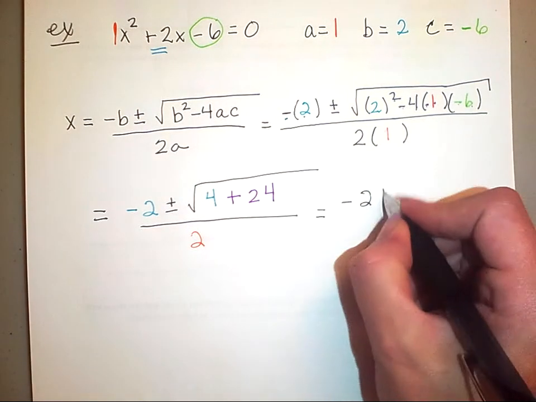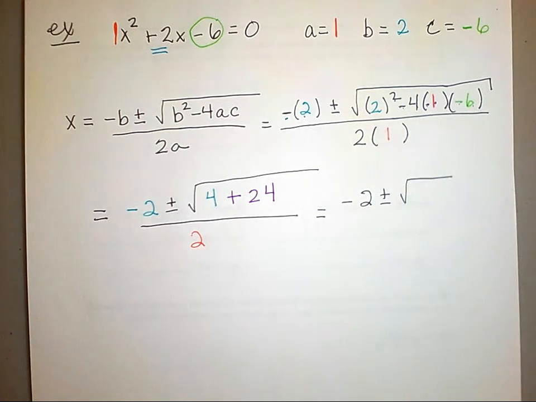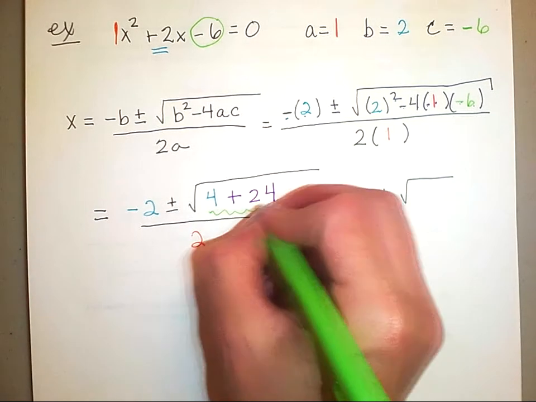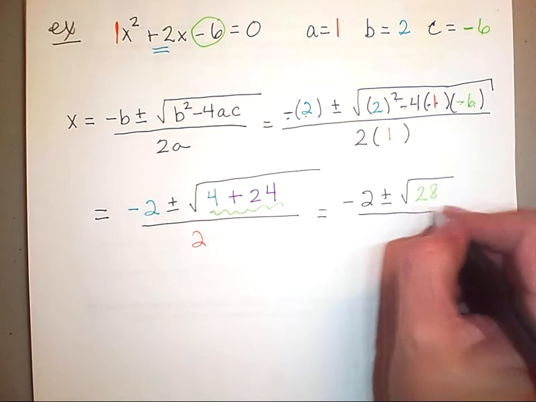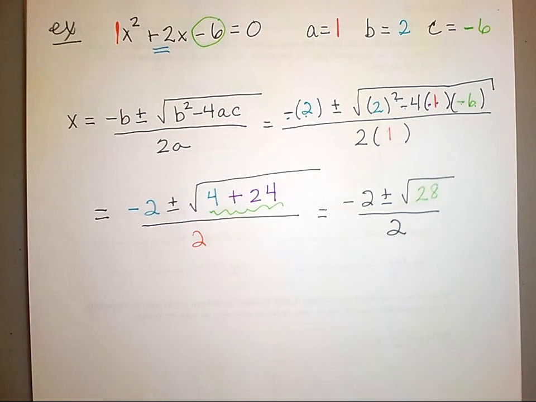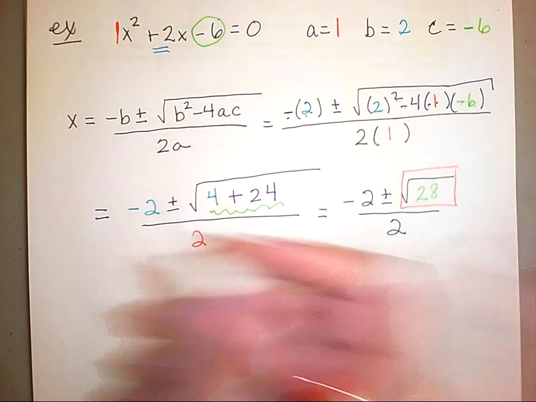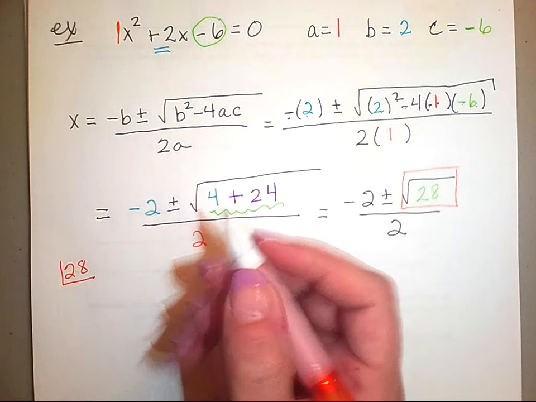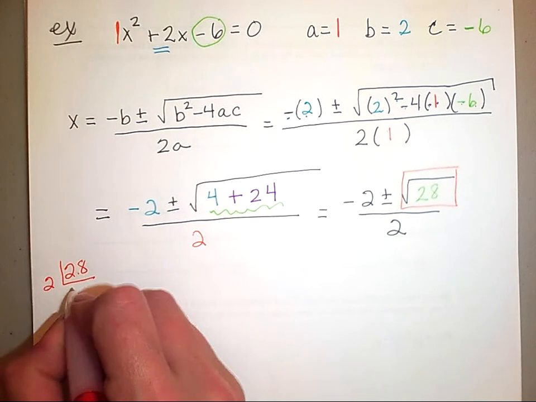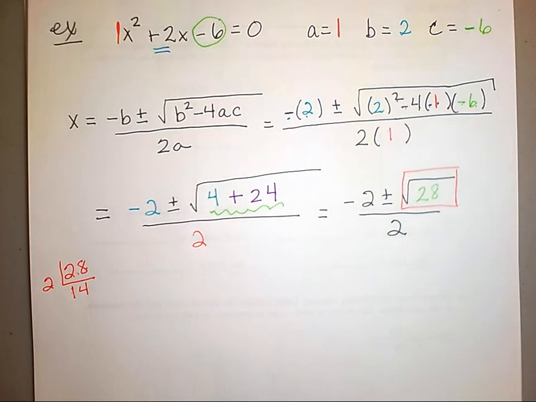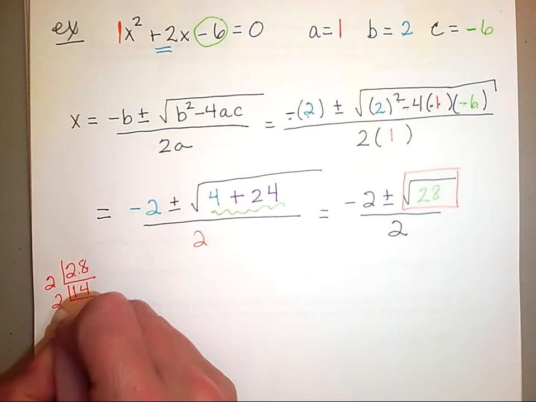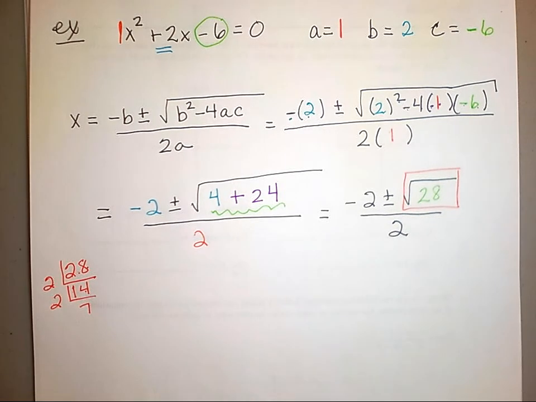Okay, so that's equal to negative 2 plus or minus the square root of 4 and 24, which is 28, and that gets divided by 2. Now we have to simplify the radical. So let's take the prime factorization of 28. 2 goes into 28. Well, 2 goes into 2 one time. 2 goes into 8 4 times. Then 2 goes into 14 7 times.